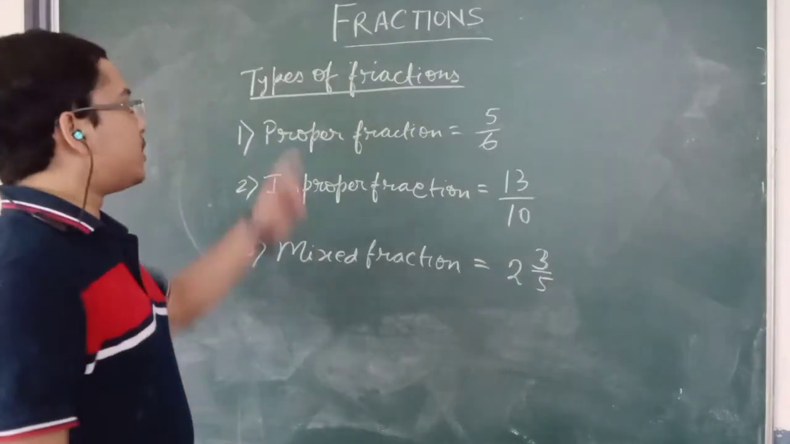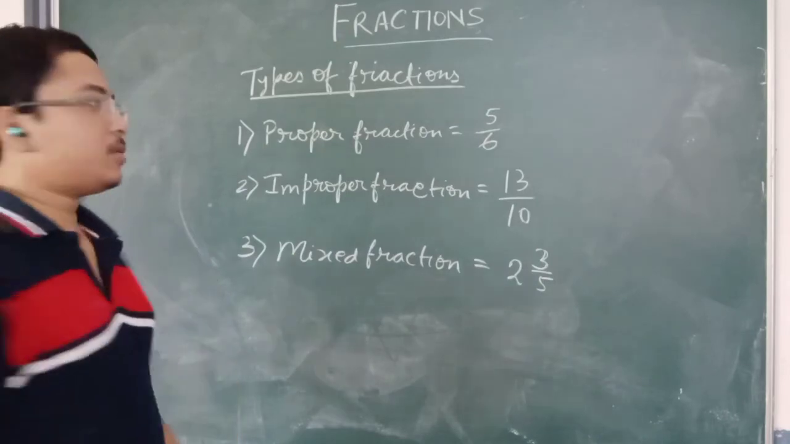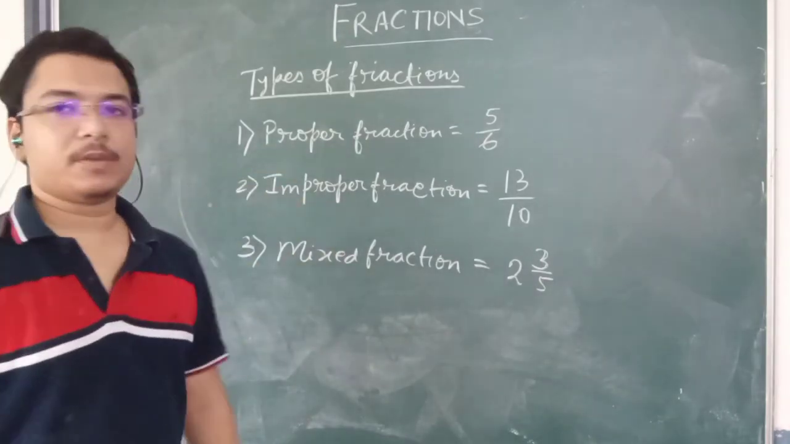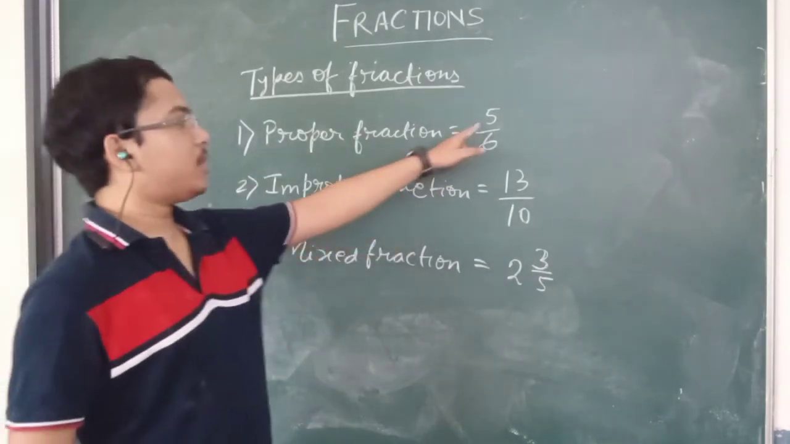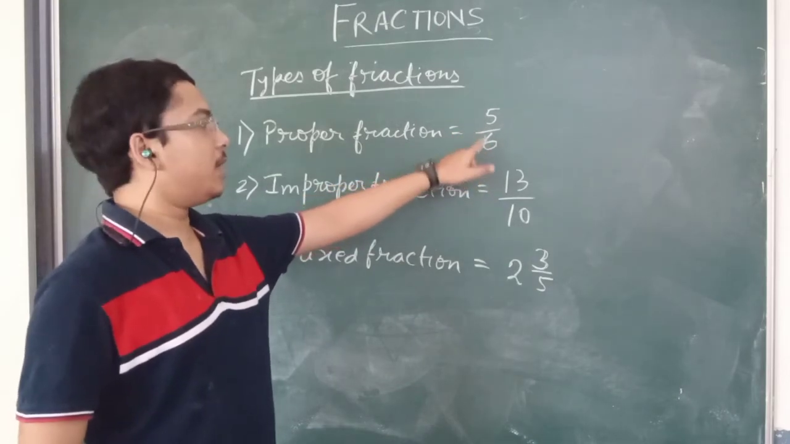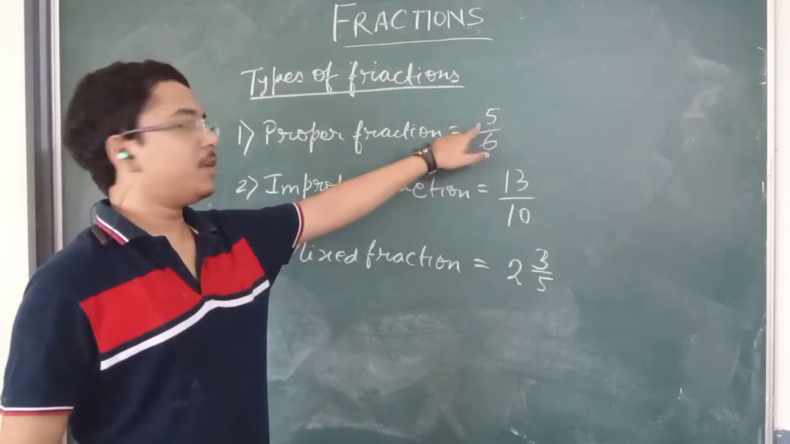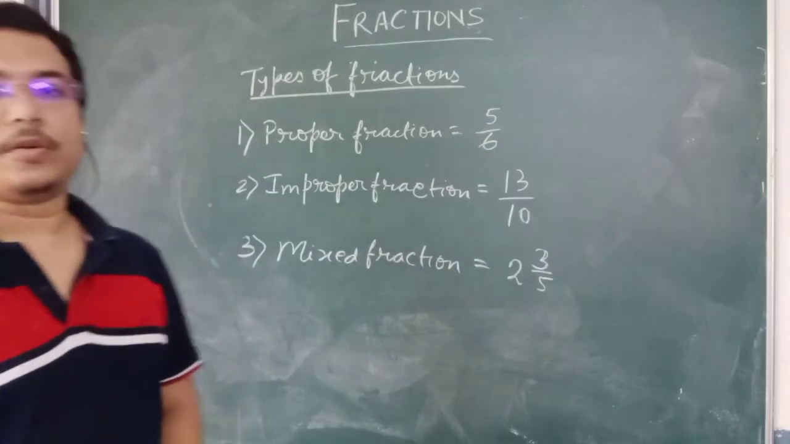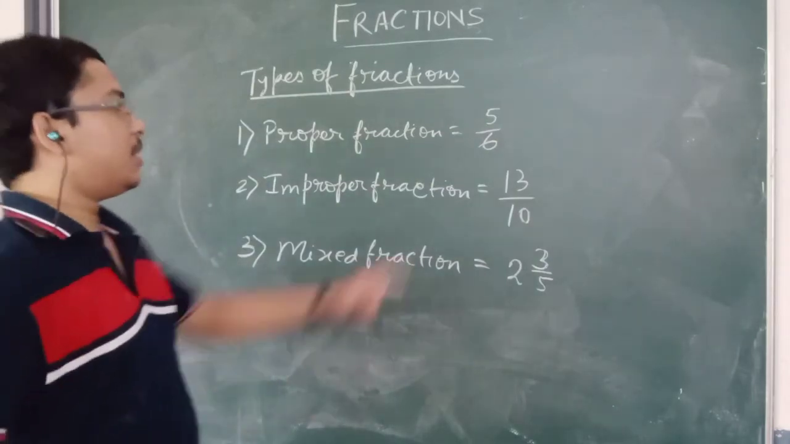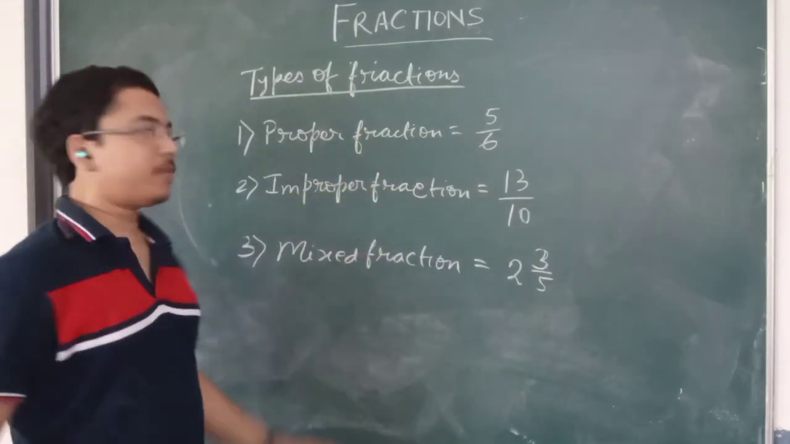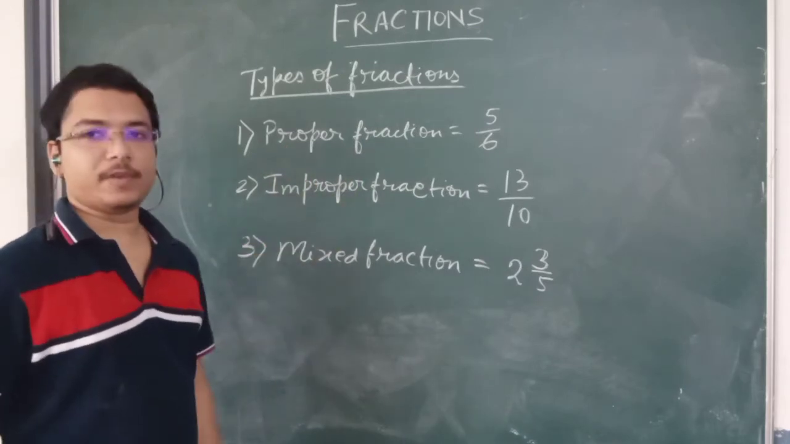Next, let us look at the types of fractions. The first type of fraction is the proper fraction, in which the numerator is always lesser than the denominator, like 5 by 6, 10 by 12. Always, if the numerator is lesser than the denominator, the type of fraction is known as a proper fraction.